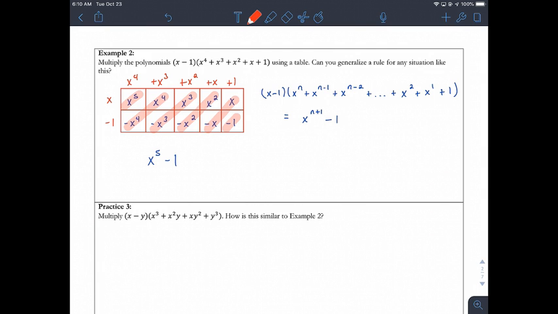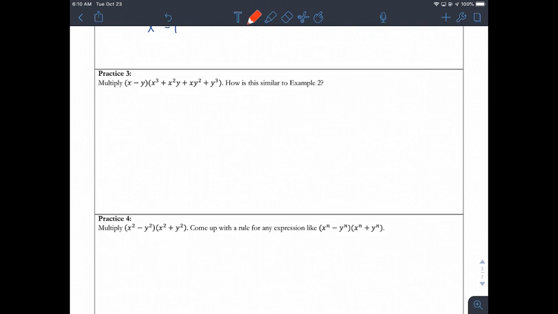All right, let's move on to practice 3. Practice 3 is very similar. We can build a 2 by 4 box.